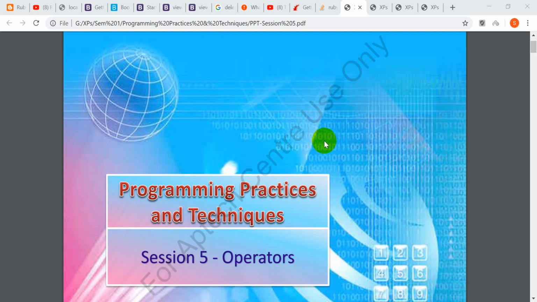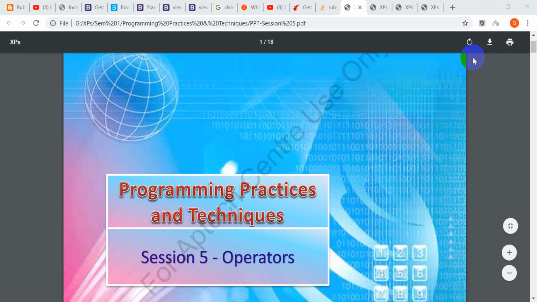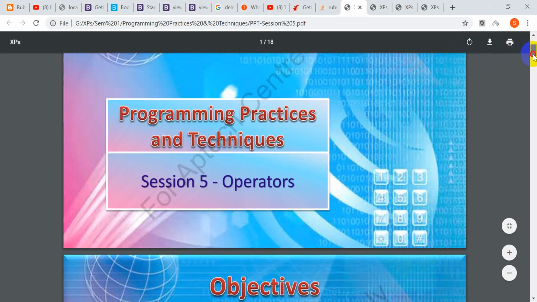Hey, good morning. So this is session 5 of Programming Practices and Techniques, and it's all about operators. Operators, that's like multiplication, addition, subtraction, less than, greater than. So these are the operators.